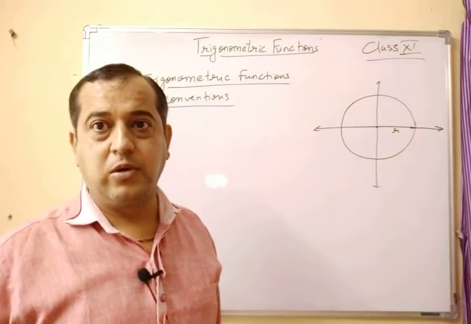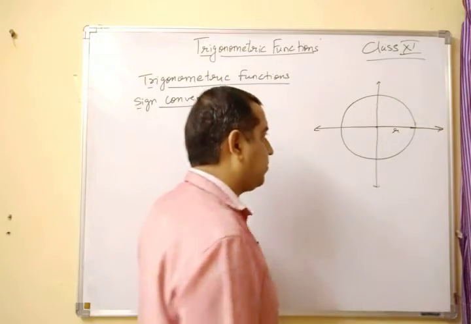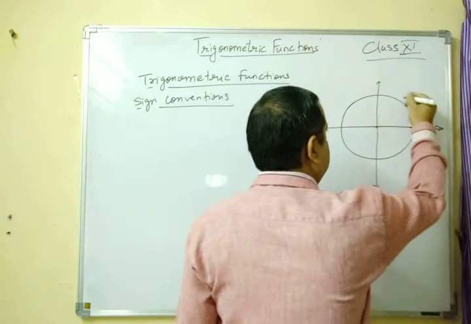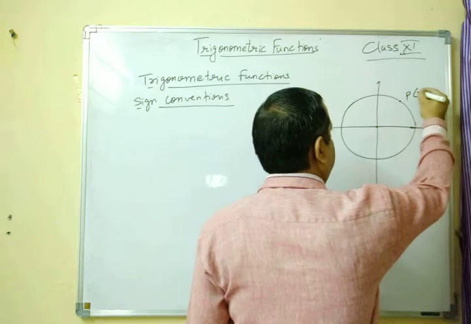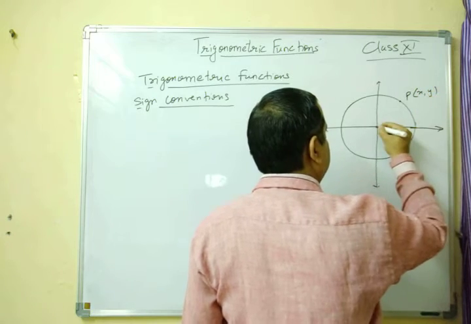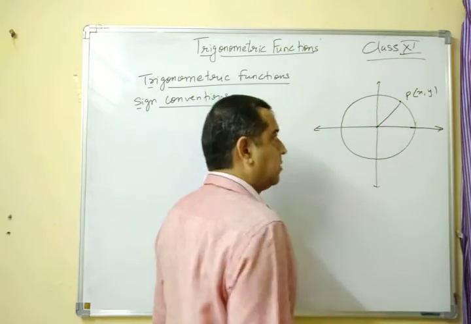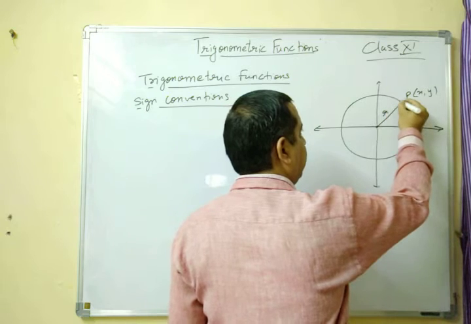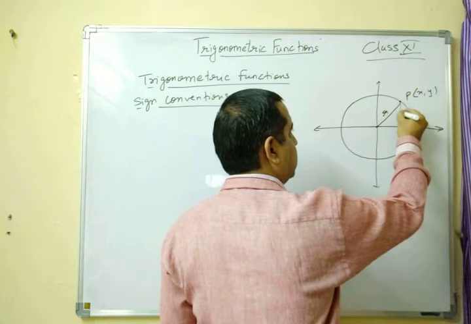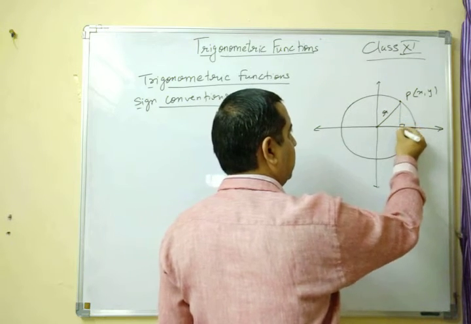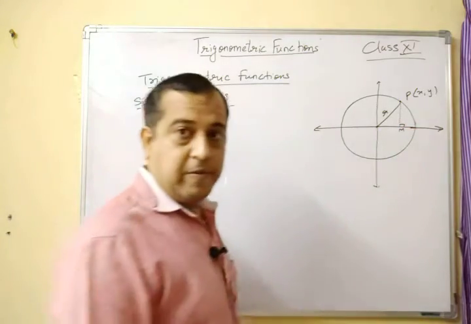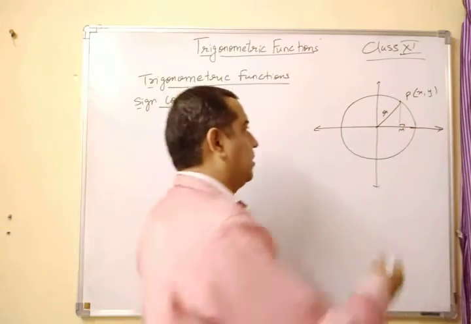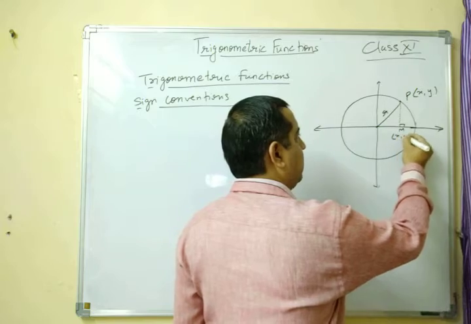Okay, its center lies on origin. Now suppose here it is a point P(x, y). I join this, it will be radius r. If I draw a perpendicular line here, what do I get? I get M to be (x, 0).